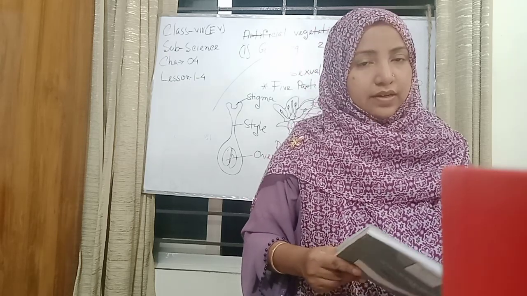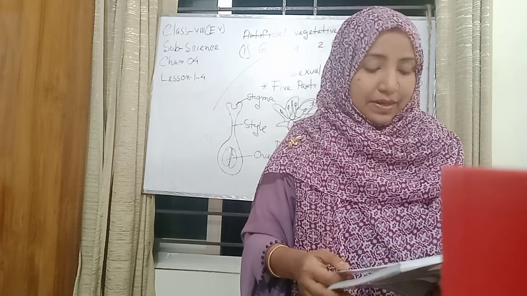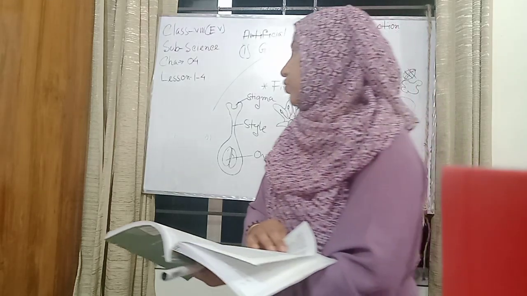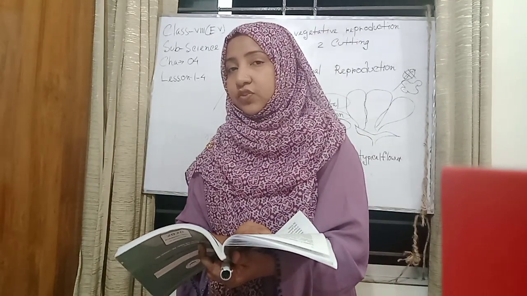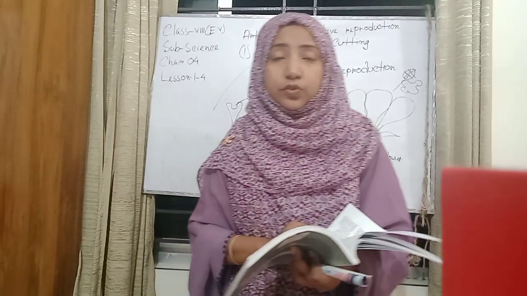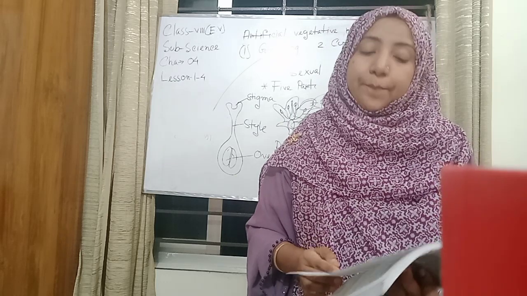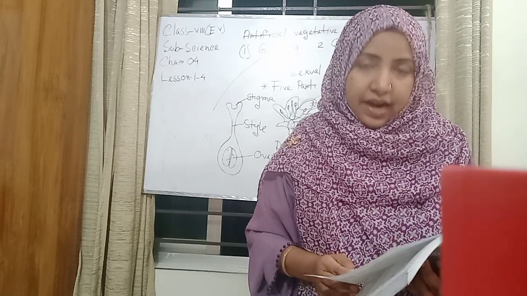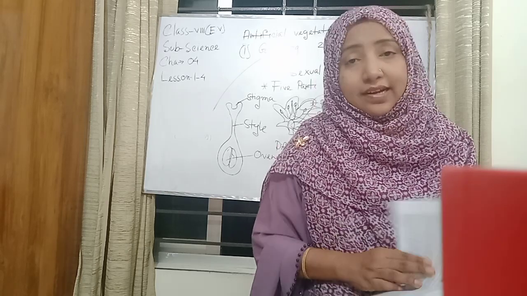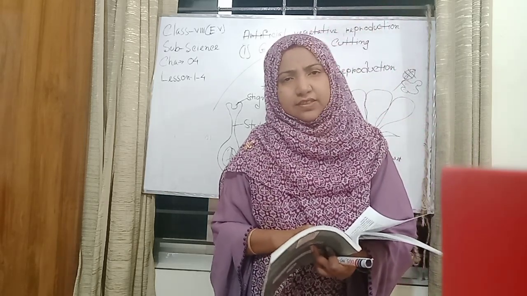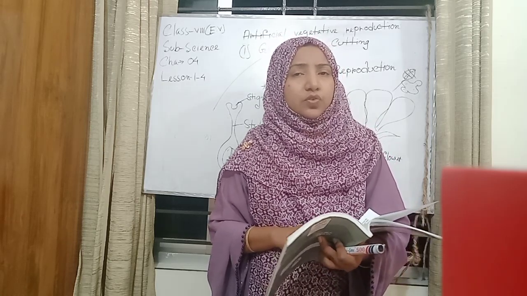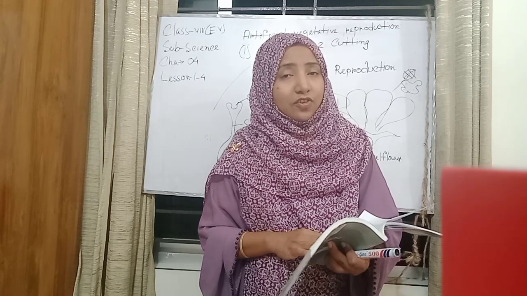I hope everyone understood this class. Again, I repeat, I have explained lessons 3 to 4. First, artificial vegetative reproduction, where I explained grafting and cutting, and next the very important topic, sexual reproduction. We also know about complete flowers and incomplete flowers.